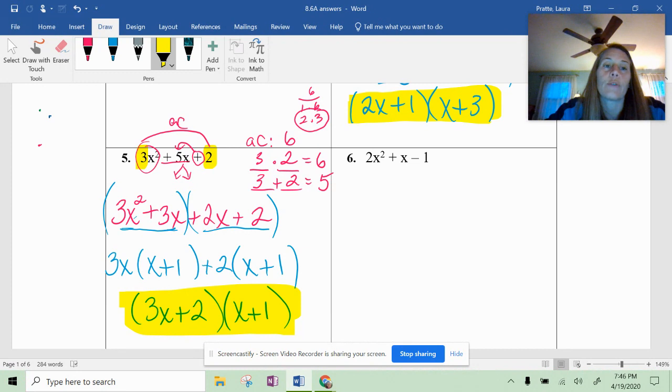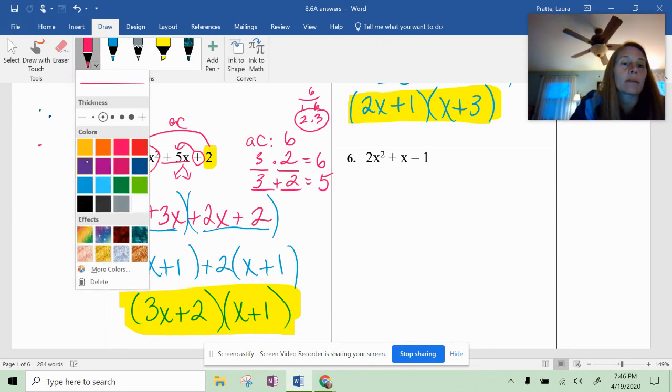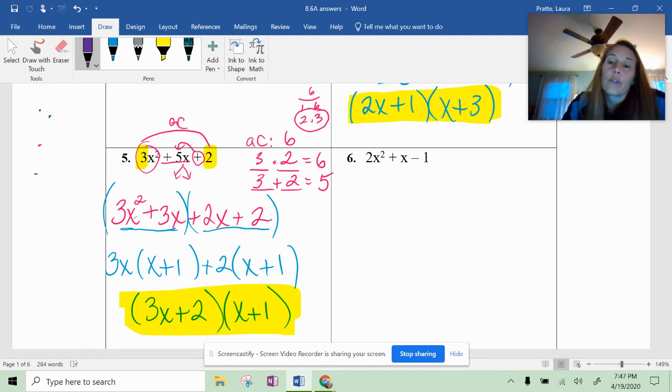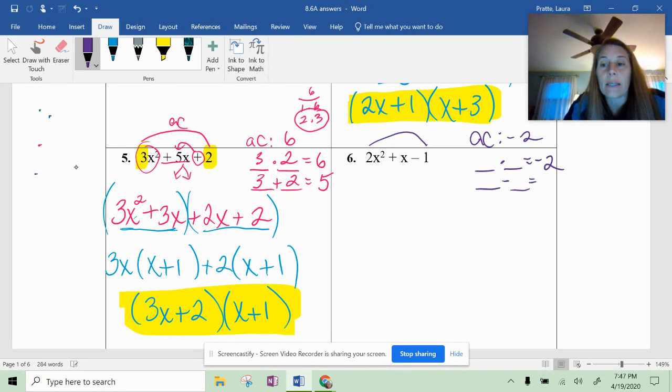All right, so now taking a look at number 6. For number 6, again, this is a 1 here in the middle, and also in the third spot, that's a 1. So those cannot be divided by 2. So your AC number is -2. So you need the two numbers that multiply to get -2. And this time they're going to subtract to give you that 1 in the middle.